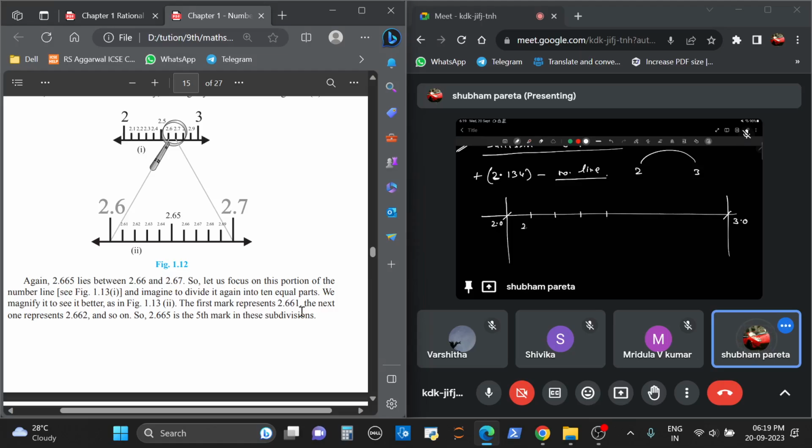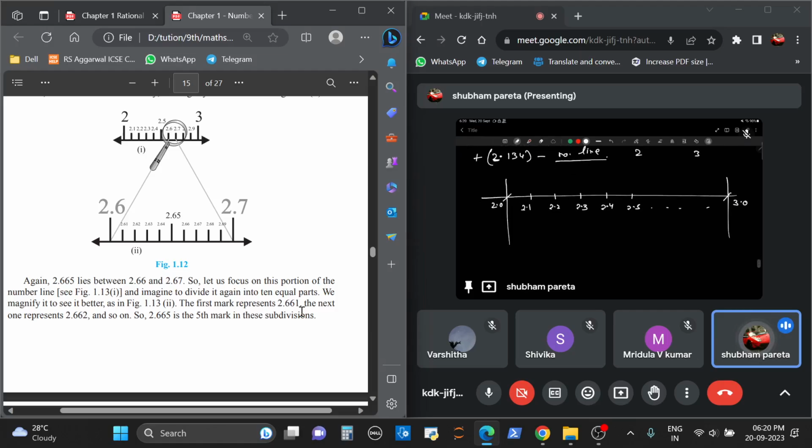So it is 2.1, 2.2, 2.3, 2.4, 2.5 and so on until 3.0. So this is basically 2.1. How we will proceed, that we will see now. Take out this segment from 2.1 to 2.2. So this is basically now 2.1 and this is basically 2.2, so this is 2.10 and this is 2.20.